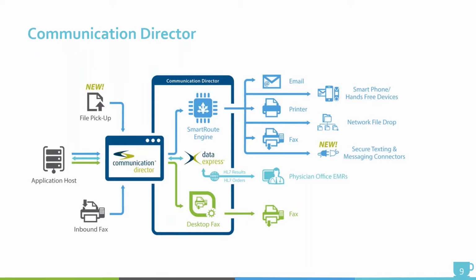With all the multiple delivery methods, including our newest secure texting and messaging connectors, the document can be distributed to any one or combination of methods, what we call one-to-many. The case example would be the lab documents received from the host system, processed through the Communication Director SmartRoute, and delivered to both a fax machine at the physician's office and his smart device using the secure texting and messaging.